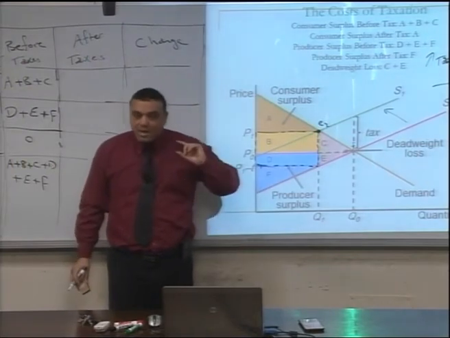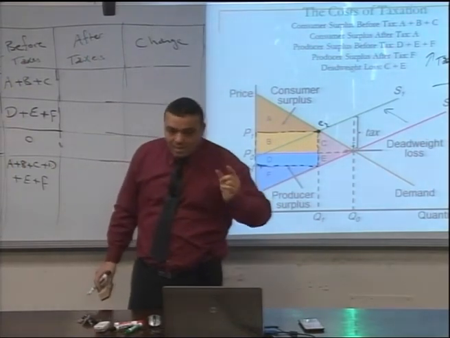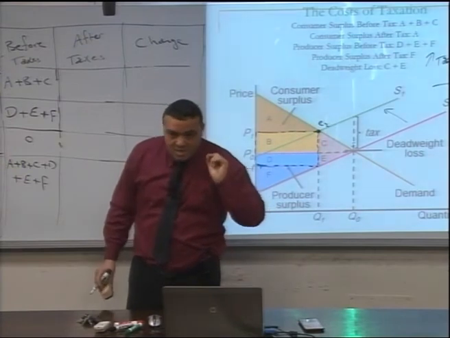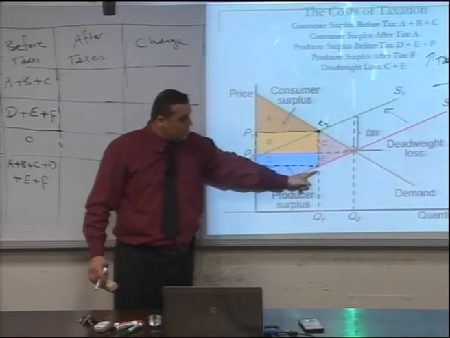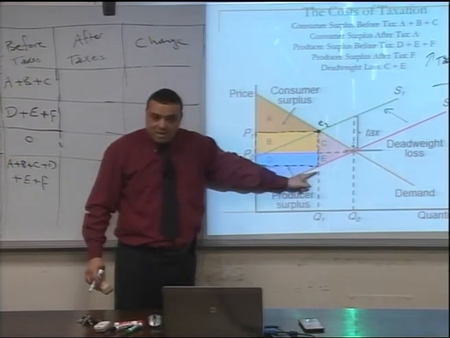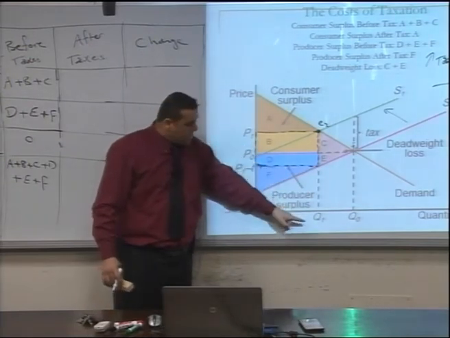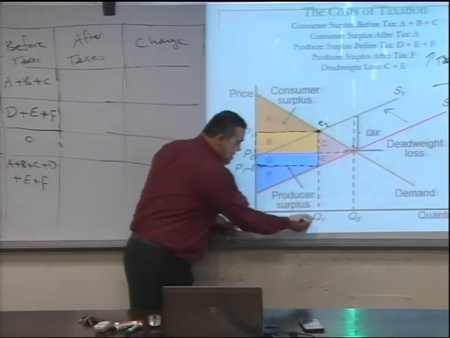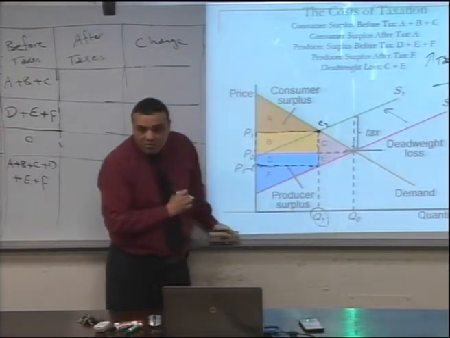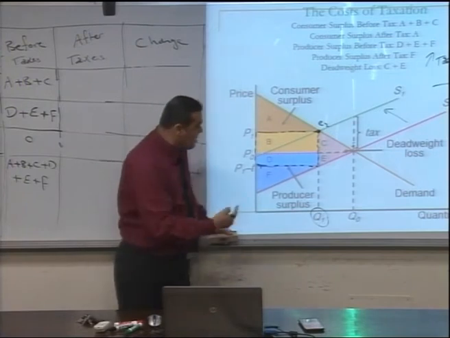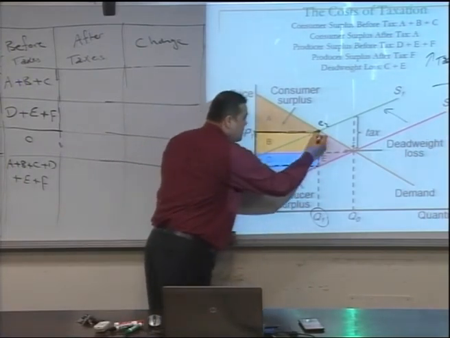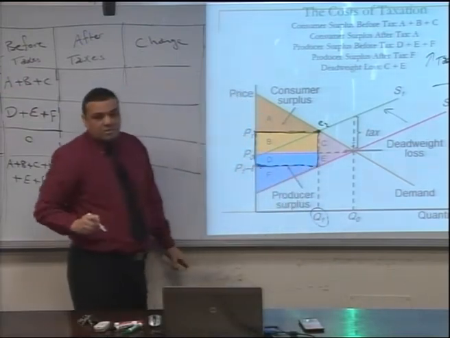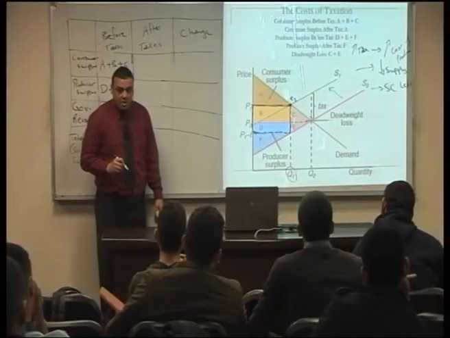So once again, how can we calculate the government revenue of tax? We have to take a vertical distance from E2 to the original supply curve, okay? And this is the quantity sold after taxes. So this is the government revenue of tax, okay?